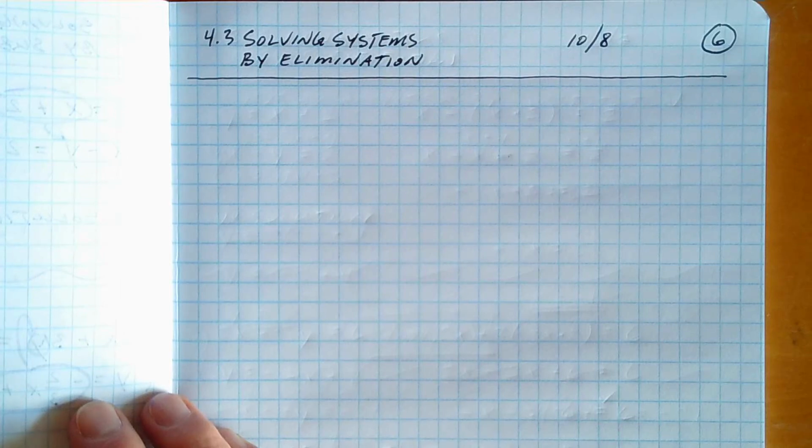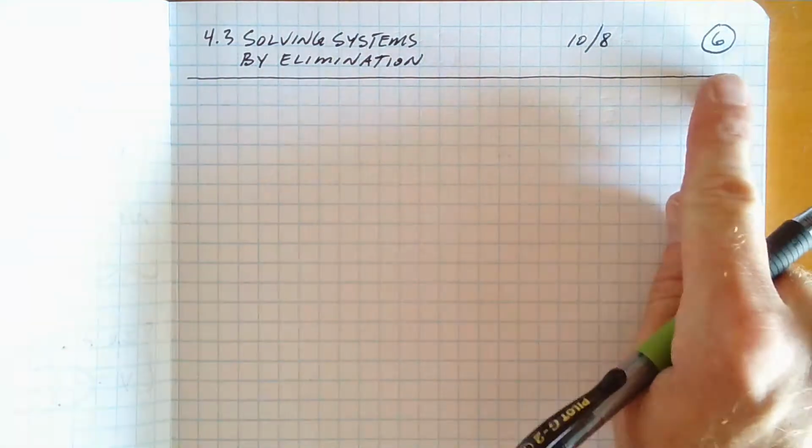All right, today we are going to learn about solving systems by elimination. We have learned how to solve a system by graphing, by using substitution. Now today is by elimination, and this is page 6 in our notes.